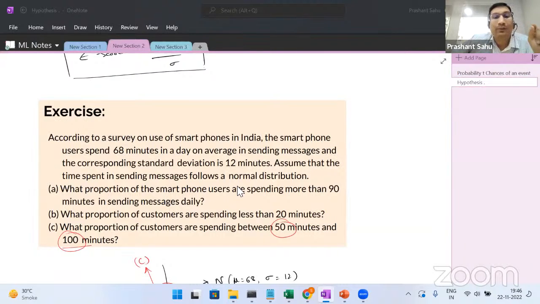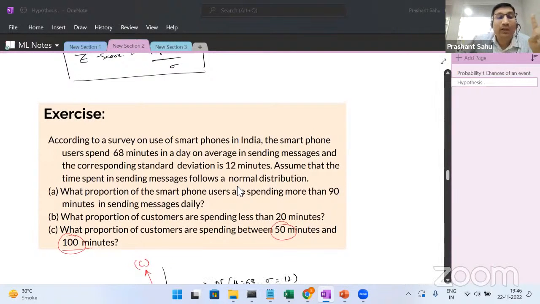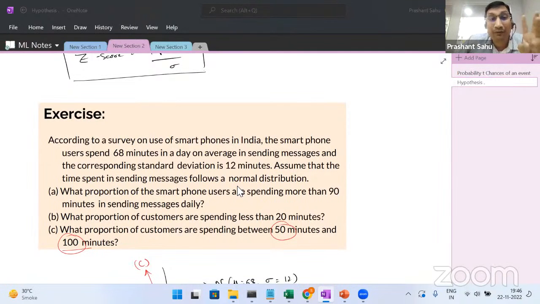What proportion of the smartphone users are spending more than 90 minutes per day? Second, what proportion of the customers are spending less than 20 minutes? And third, what is the proportion of the customers spending between 50 to 100 minutes? So these are the three questions I want to solve using Python code. Ready?